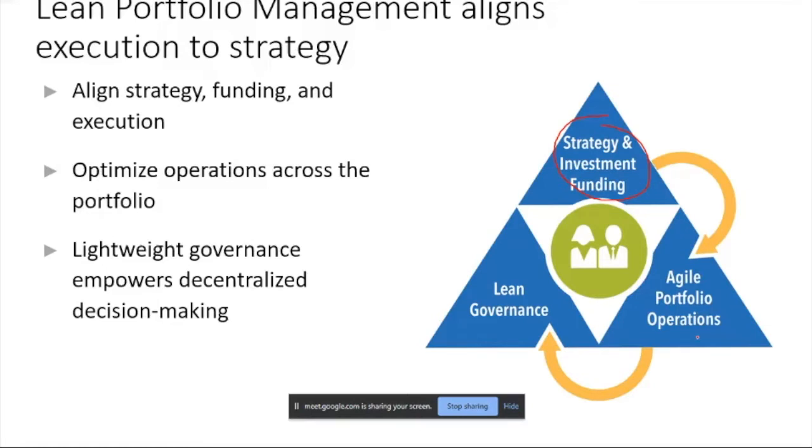Agile portfolio operations coordinates and supports decentralized program execution, enabling operational excellence. It requires the cooperation of the Agile Product Management Office, Lean-Agile Center of Excellence, or in other words, what they call a PMO/LACE, L-A-C-E, which is Lean-Agile Center of Excellence, and communities of practice, which is CoPs, for release train engineers and Scrum Masters.